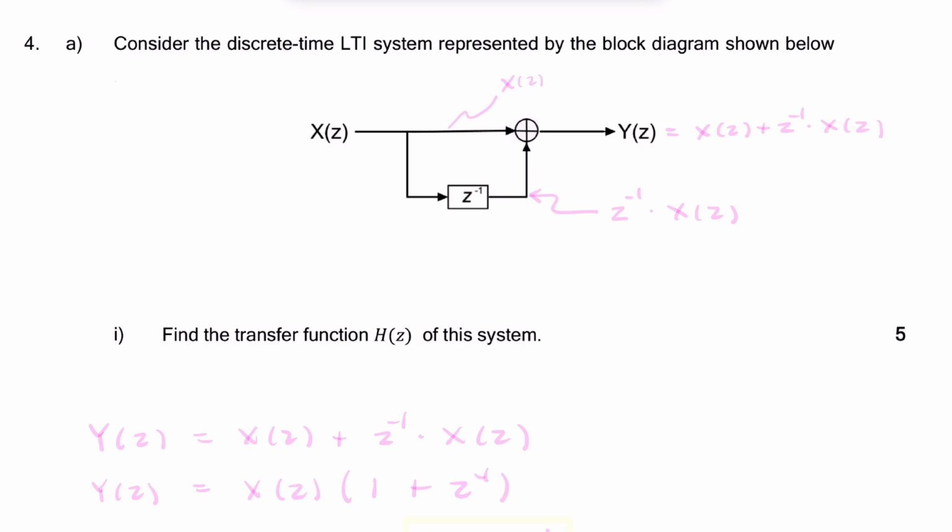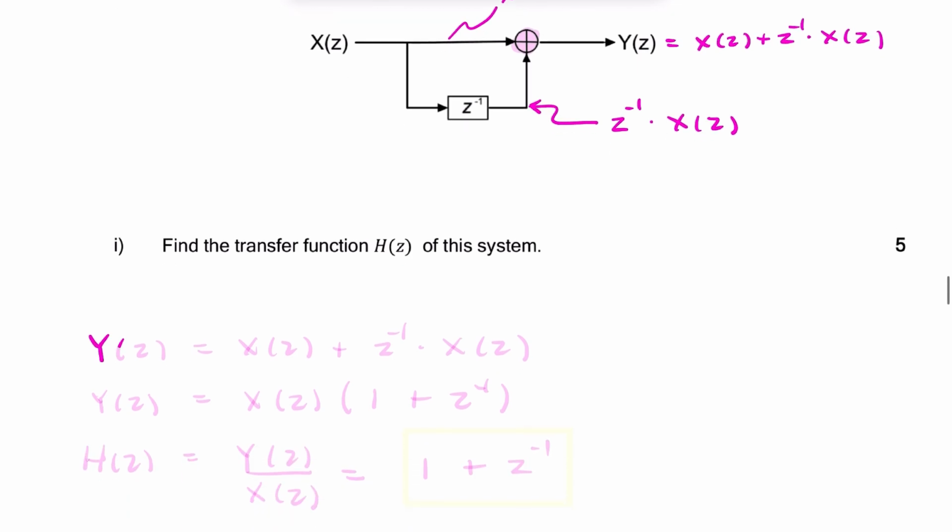At this point in the block diagram, we have a delay, z to the minus 1, multiplied by X of z. And that's added to X of z. So here we have X of z. So Y of z is simply the sum of X of z plus z to the minus 1 times X of z. So we can write that here.